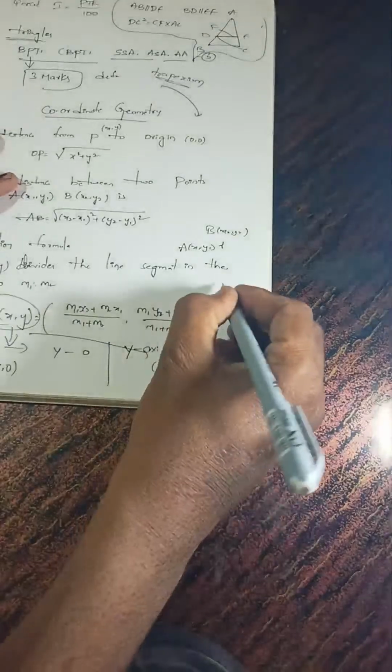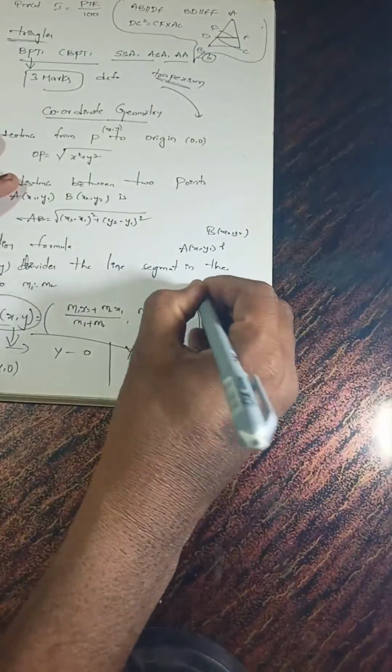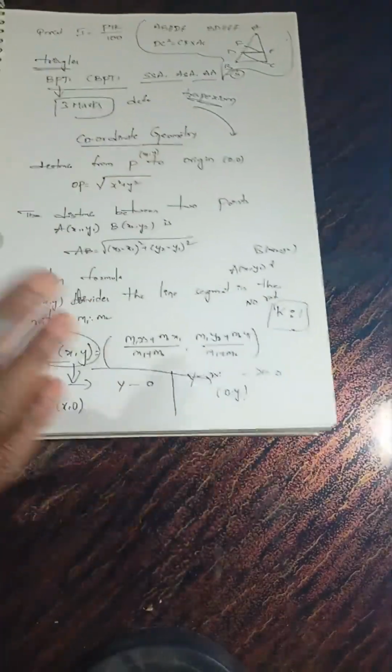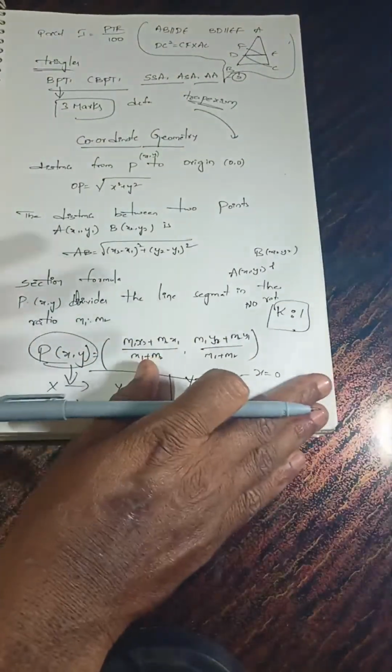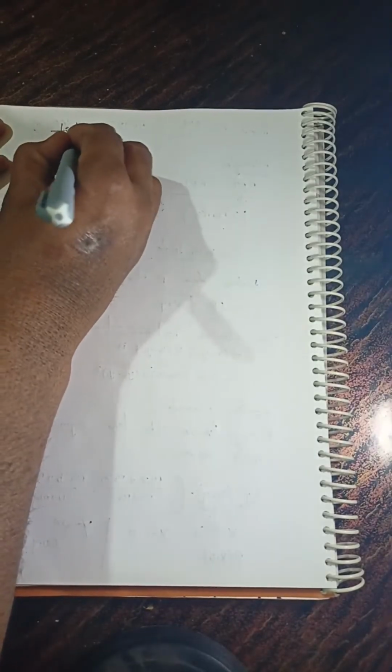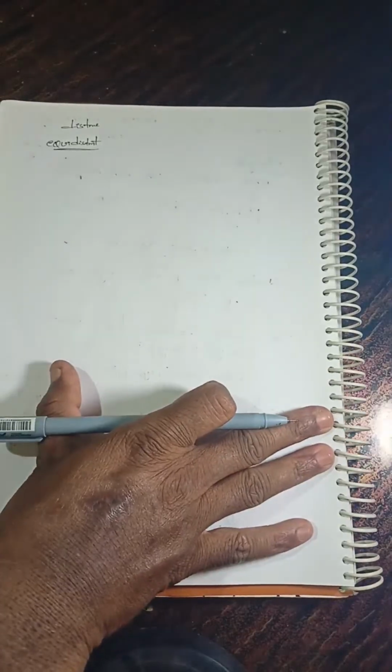Sir, when there is no ratio, if there is no ratio, you have to take the value as k is to 1. And related to the distance formula, you may come across questions called equidistant. Equidistance is very important also.